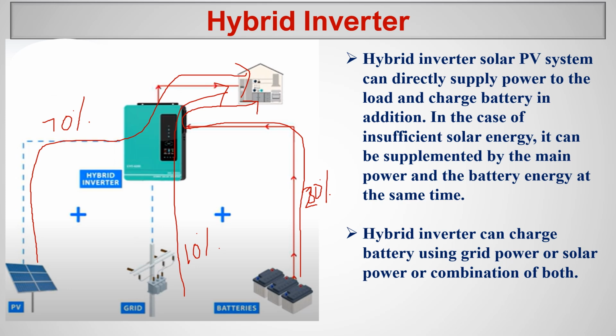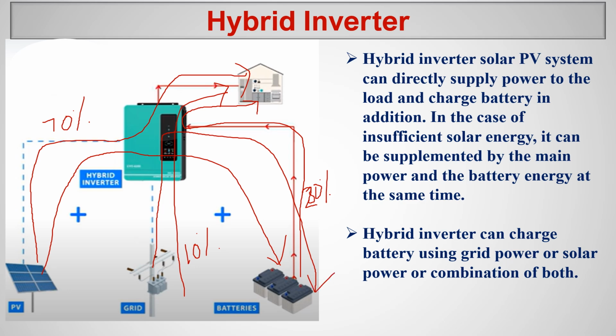And if you want to stop this current flow direction and charge the battery, yes, solar panels will go to the hybrid inverter and charge the battery. And if you want to charge the battery using the grid supply, yes, that is also possible. The grid supply AC current comes to the inverter, is converted into DC, and charges the battery. So any option is possible in a hybrid inverter.